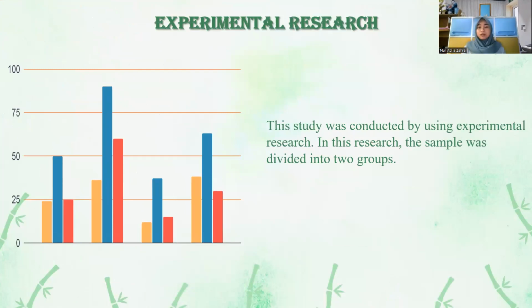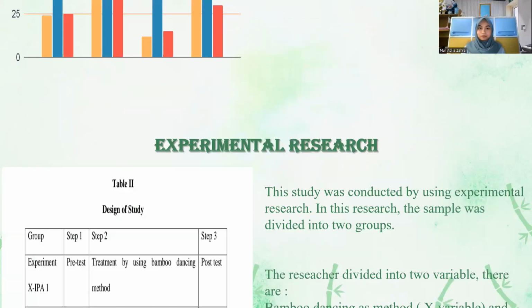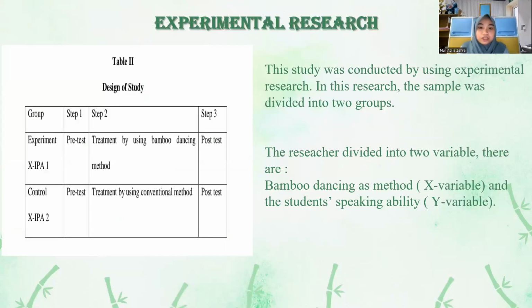So everyone, this study was conducted by using experimental research. In this research, the sample was divided into 2 groups, namely the experimental group and the control group. The experimental group is the group that received treatment by the bamboo dancing method, while the control group is the group that didn't receive the treatment. So the research is divided into 2 variables: bamboo dancing as the method, the X variable, and student speaking ability as the Y variable.